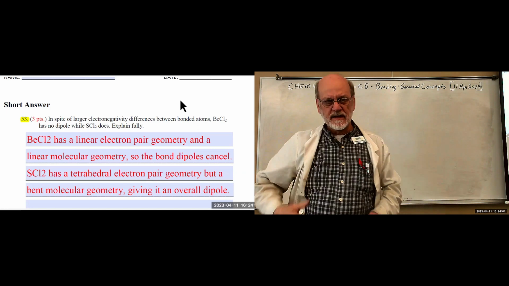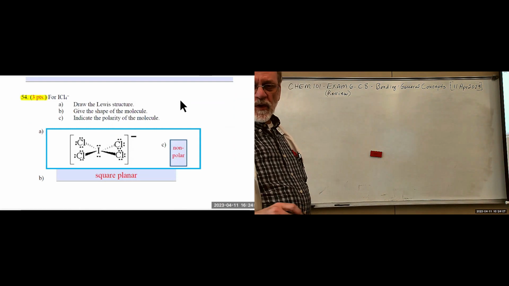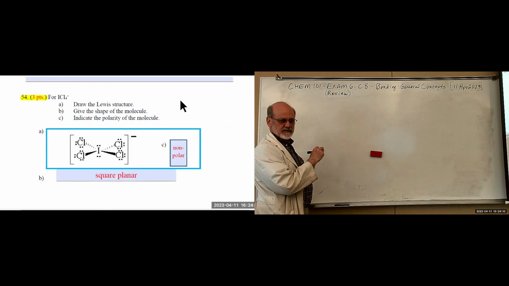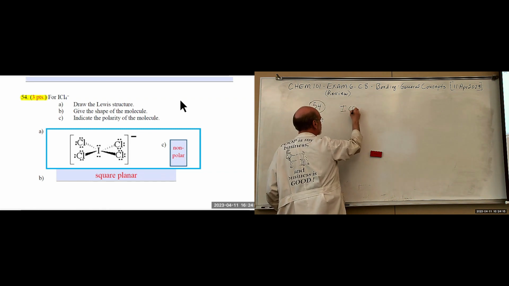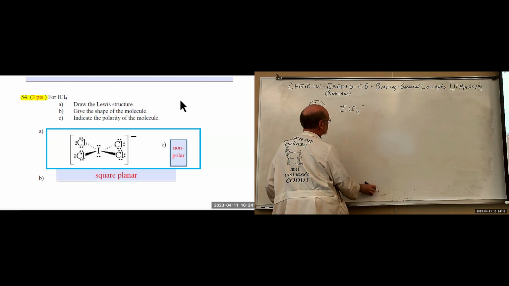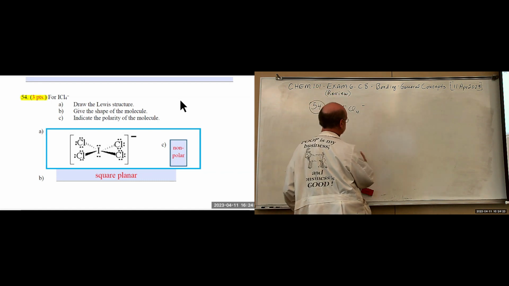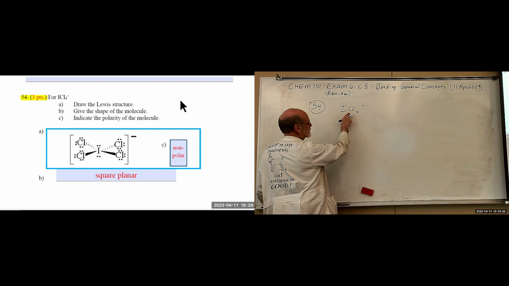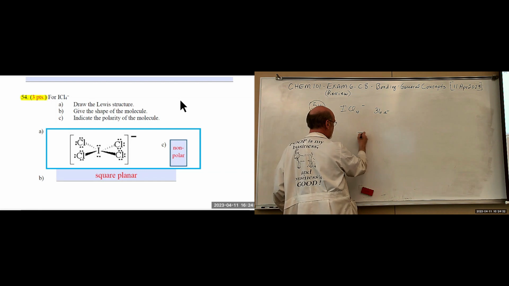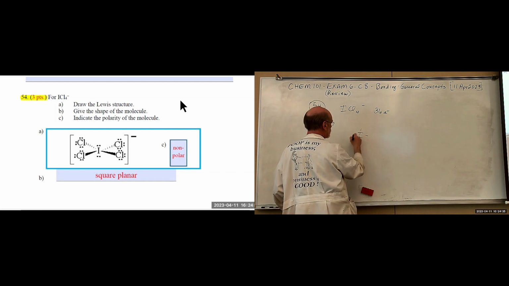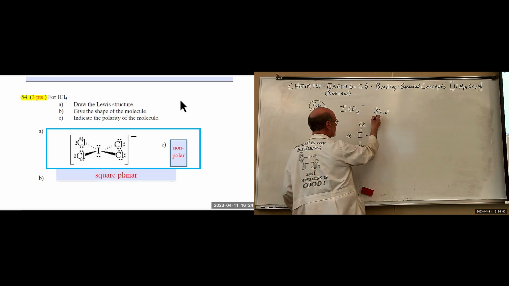All right, let's see what's left. There we go. For ICl4 minus, this is 54. ICl4 minus. All right, we're asked to draw the Lewis structure. Okay, so we have 5 times 7 is 35 plus 1 is 36. 36 electrons. Okay, so we have I in the middle. We have 4 chlorines. Right, 2, 4, 6, 8.